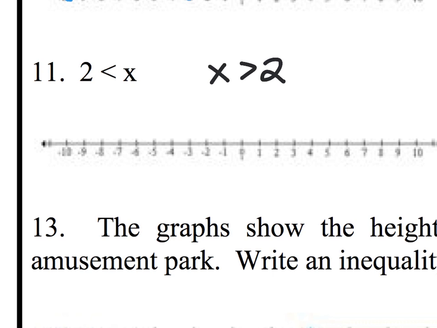Another way to think about it: if you read it from right to left, it says x is greater than 2. So we are going to put an open circle at 2, and x values greater than 2 would go to the right because 3, 4, 5, 6, 7 are greater than 2. But you'd also make your inequality into an arrow to point to the right.